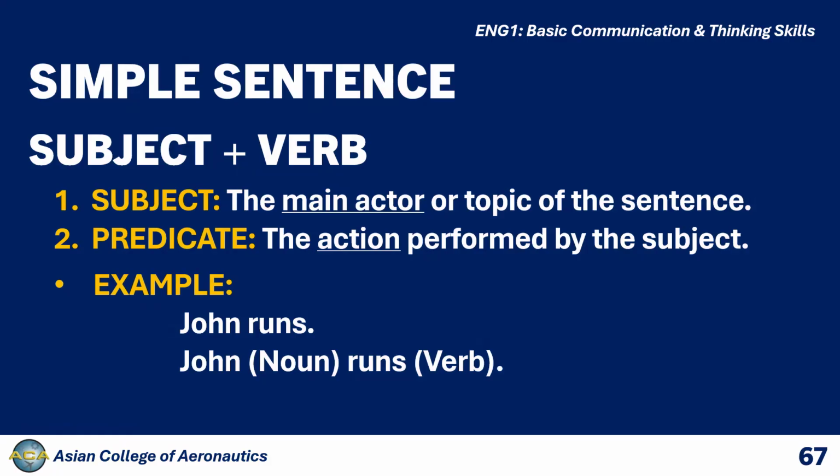In other words, the noun is the subject or the topic, the name of a person, place, thing, animal, and such. Whereas the predicate or the verb is an action word. So basically, this is the basic formula in writing a simple sentence: subject plus verb.